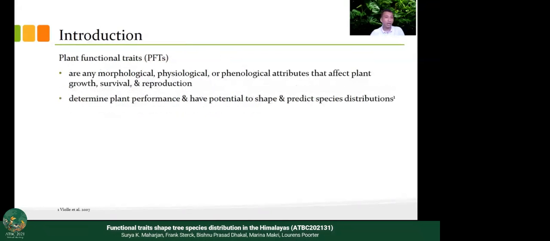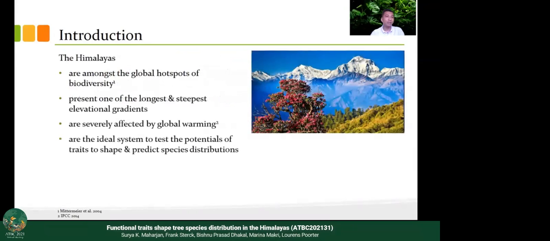Plant functional traits are any morphological, physiological, or phenological attributes that affect plant growth, survival, and reproduction. Therefore, they determine plant performance and have potential to shape and predict species distribution. The Himalayas are amongst the global hotspots of biodiversity. They present one of the longest and steepest elevational gradients and are severely affected by global warming. Therefore, Himalayas are ideal systems to test the potential of traits to shape and predict species distribution.